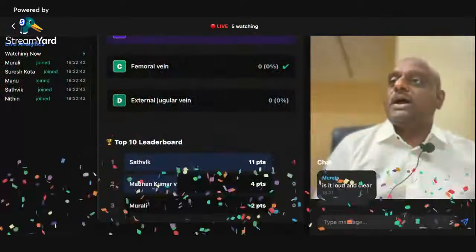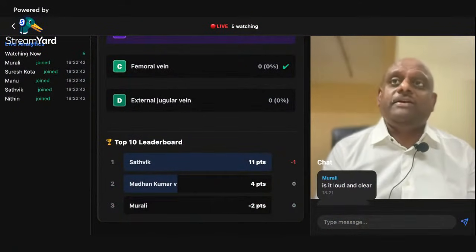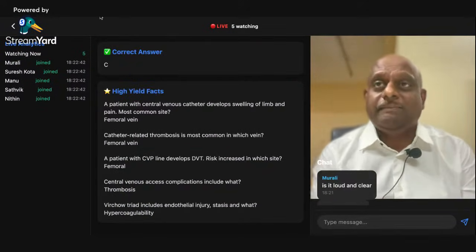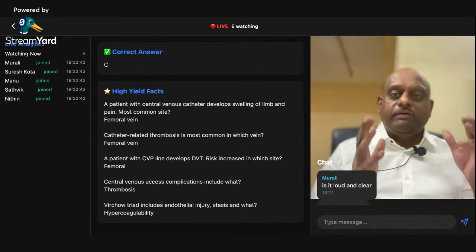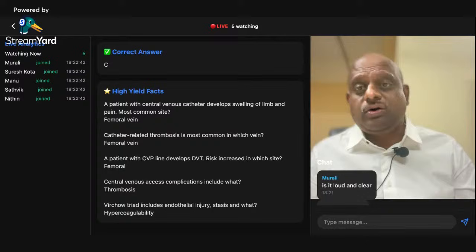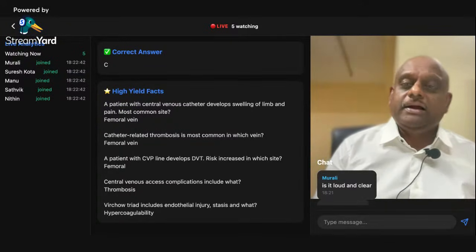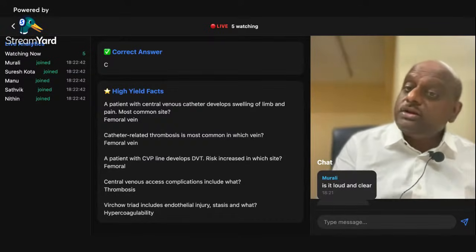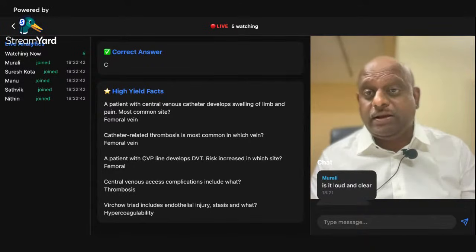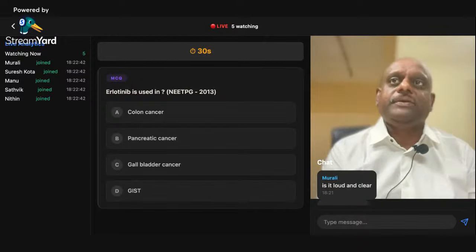Very good. Satvik did it wrong. He thought it was the subclavian vein, but it is the femoral vein, is what you need to remember. So whenever a central venous catheter is followed by swelling of the limb, you need to think of femoral vein thrombosis. And it is the endothelial injury caused by the catheter that leads to hypercoagulability and clot formation in the femoral vein, is what you need to understand.